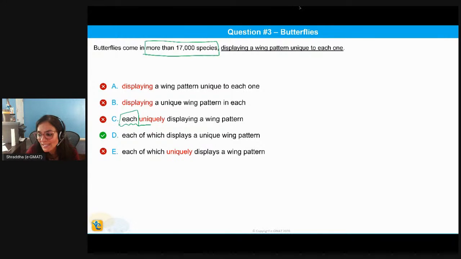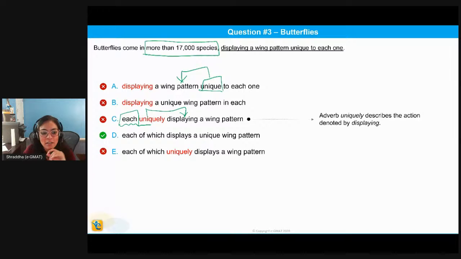So this part is fine in this sentence, each uniquely displaying a wing pattern. What's wrong with choice C is that, very craftily, the test maker changed the adjective unique, which was talking about the wing pattern, to the adverb uniquely, which now talks about the action of displaying, and hence distorts the intended meaning of the sentence. That's the problem that we see with choice C.